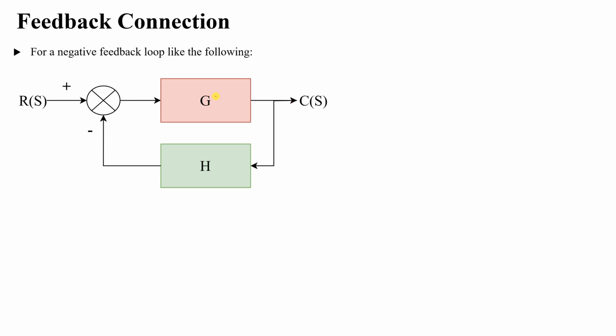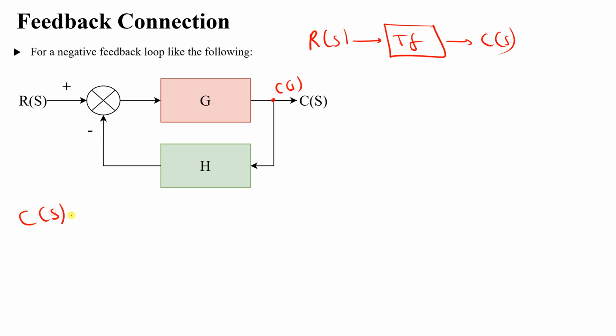Now I would like to convert this system into R of S and a block transfer function C of S. So I would like to convert this closed loop system into one transfer function. You will ask me how I'm going to do this. It is very easy. Let's look carefully here. You can see that C of S is our output, right? So C of S equals, this output is equal to what?